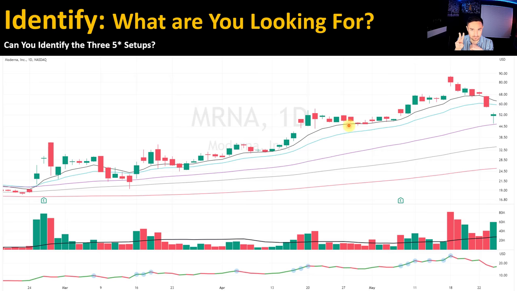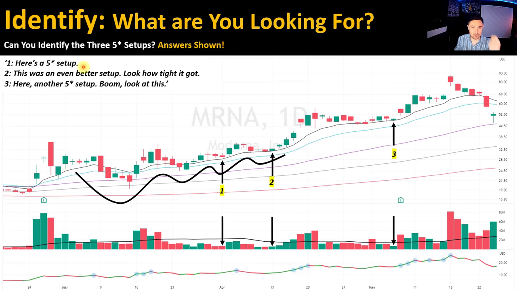There they are. Number one, this is Qullamaggie's quote. Here is a five-star setup. Number two, this was an even better setup. Look how tight it got. So see how it's building higher lows, one contraction, two contraction, three contraction, four contraction, higher lows, higher lows, higher lows, just tightening up on the 10 day.